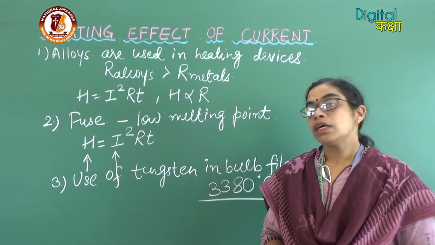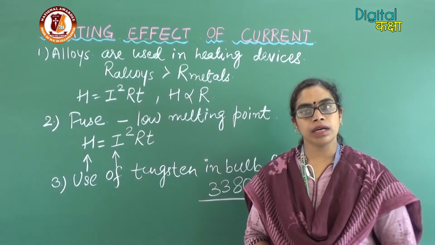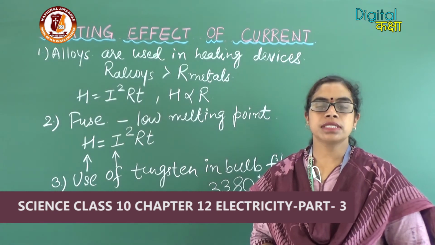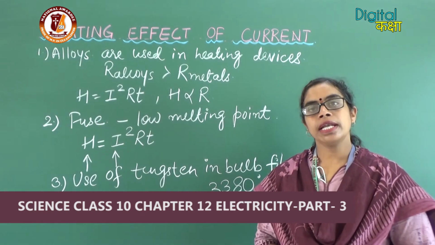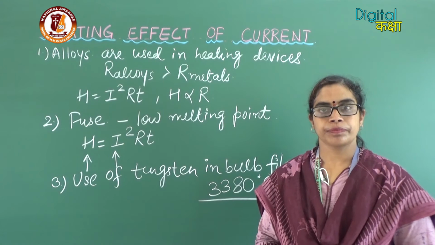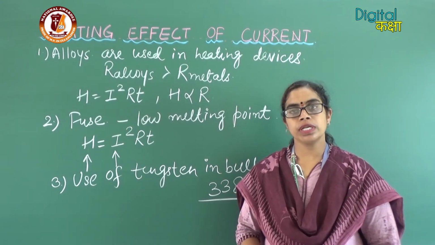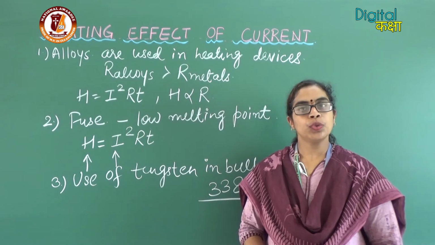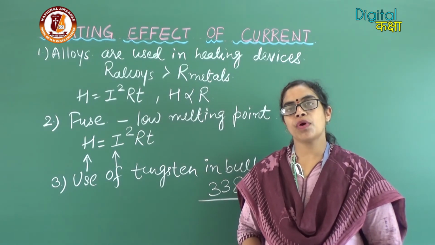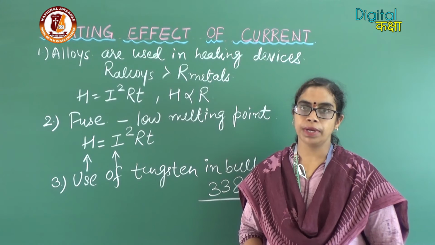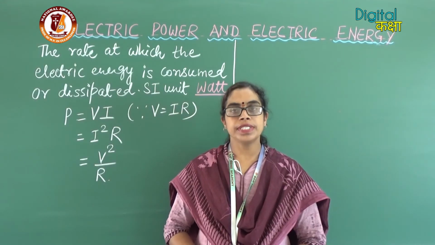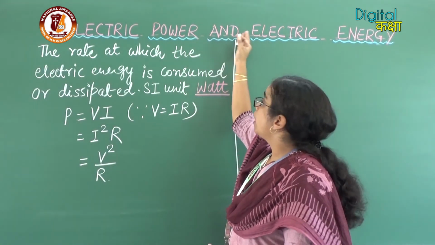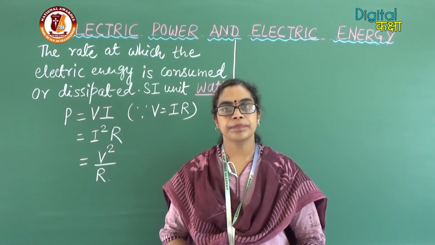Now when the tungsten is getting heated up due to the large production of heat, it starts glowing and it emits light. The gases like nitrogen and argon are filled in the bulb to prolong the life of the filament of the bulb. The next topic which is to be studied is electric power and electric energy.